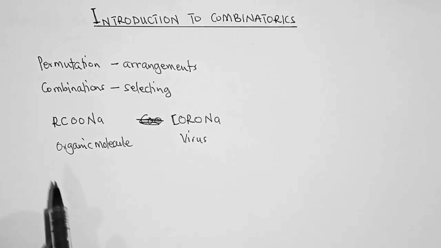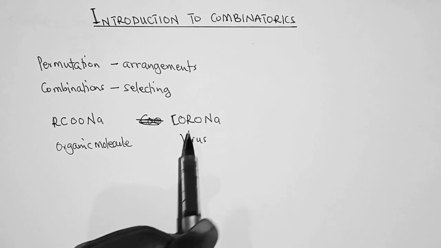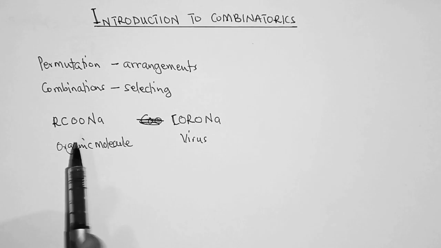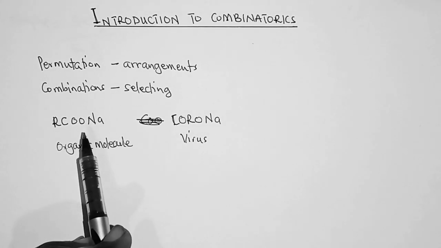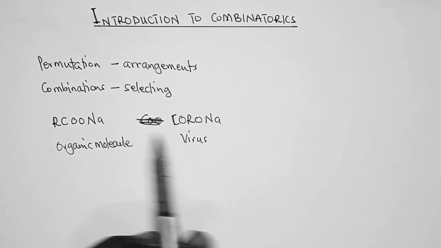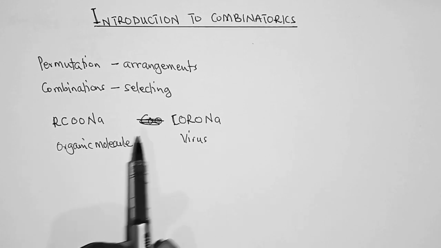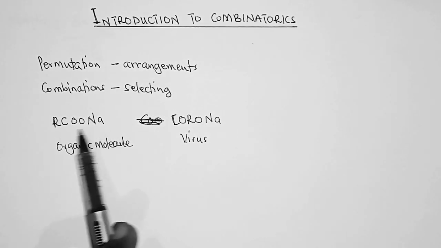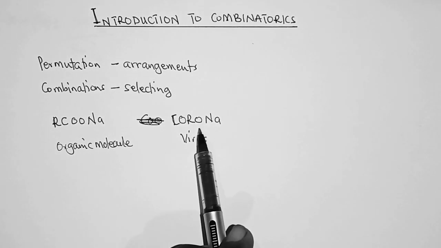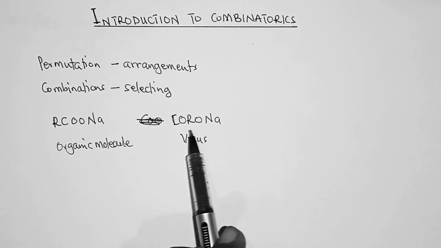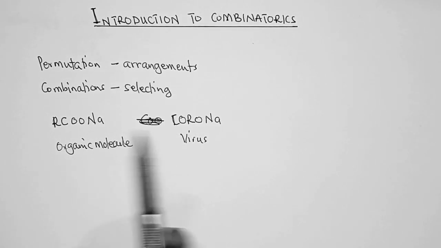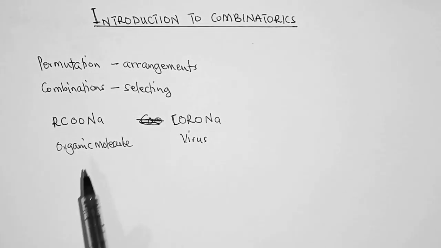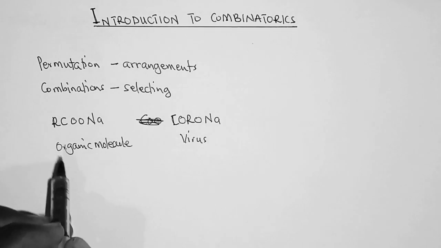So you see that by just changing the position of the letters, we form different meaning out of the existing word. So it means that the arrangement matters in this case. However, if this was combination, then sodium alkanoate and corona is the same thing. It doesn't matter the way we arrange the letters. Since the letters are the same, then it is the same in terms of combinations.